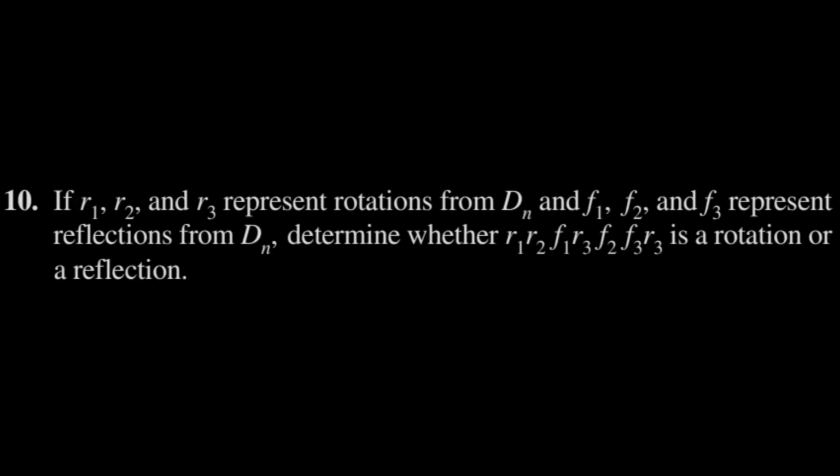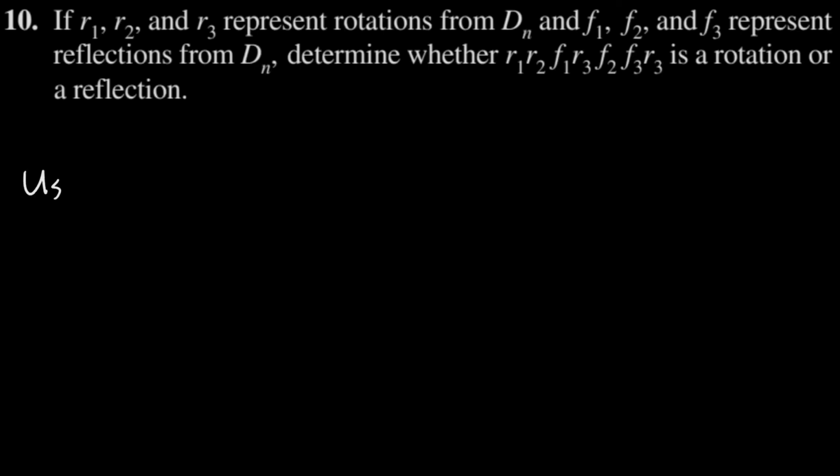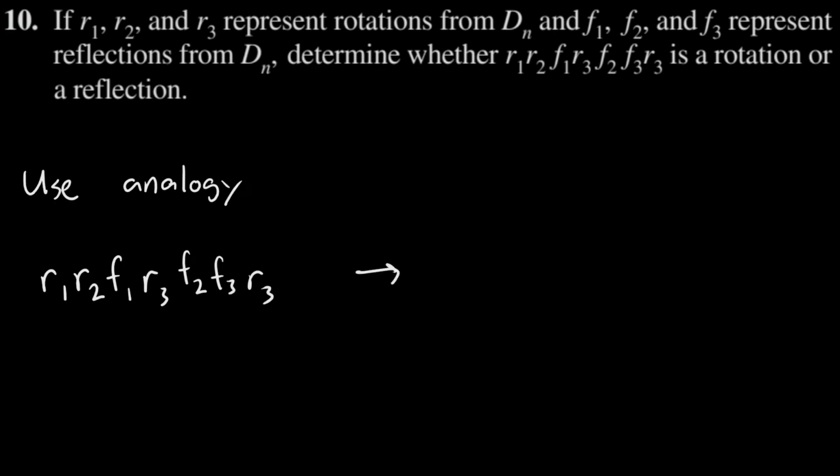Okay, so question 10. If R1, R2, and R3 represent rotations from Dn and F1, F2, and F3 represent reflections, then determine whether R1 R2 F1 R3 F2 F3 R3 is a rotation or a reflection. So what we can do is go back to the analogy from the previous question and substitute 1 for each rotation and -1 for each reflection, and we'll get that this whole thing is the same as -1, so this expression here is just a reflection.